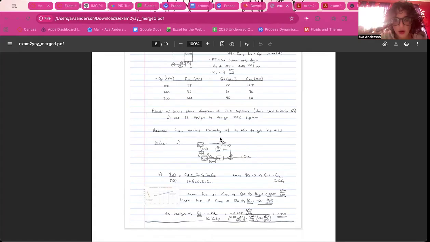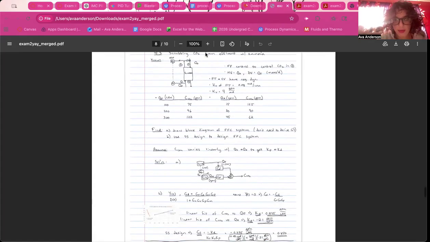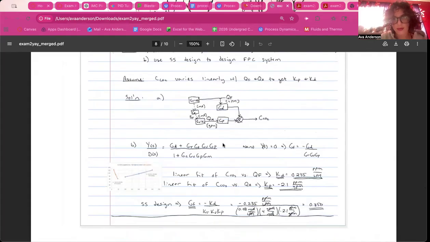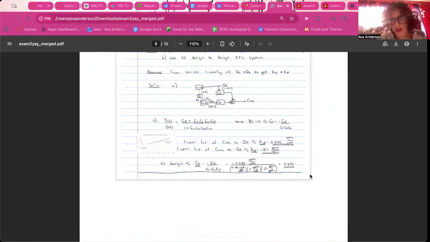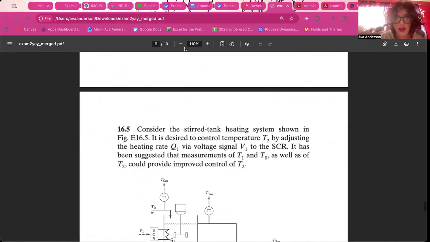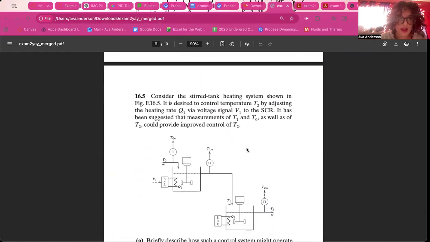So based on the problem statement, we can build our little block diagram from here, and then we can solve for part B and finding G of F, which ends up being 0.350. And then the last part, we have 16.5, which is a stir tank heating problem.